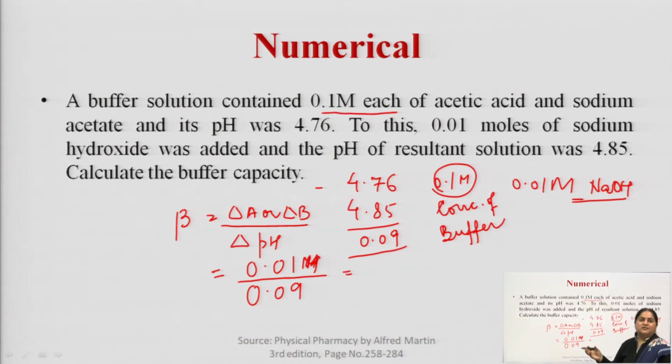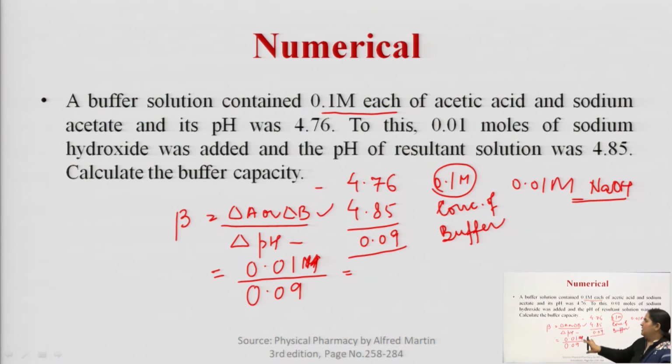So, this is just for confusion. It has been given just to make you think what values will be needed for the calculation of buffer capacity. For buffer capacity we only need the amount of either the acid or the base added and the change in pH, right. So, this concentration of the buffer is not required. It is just here to confuse you, right.